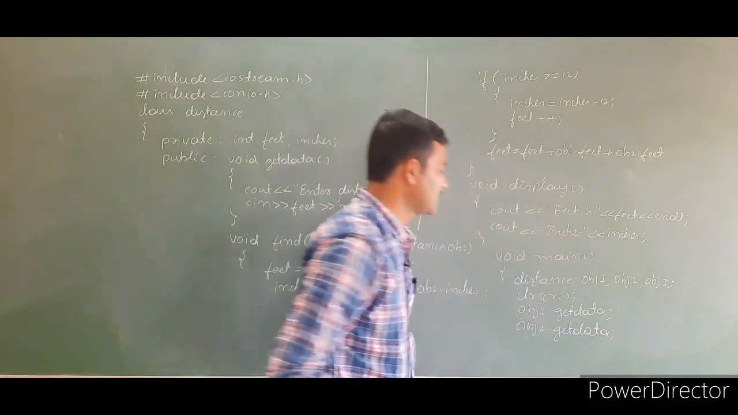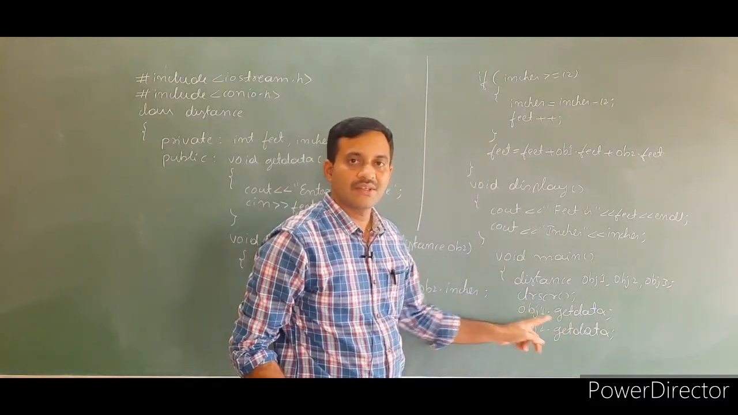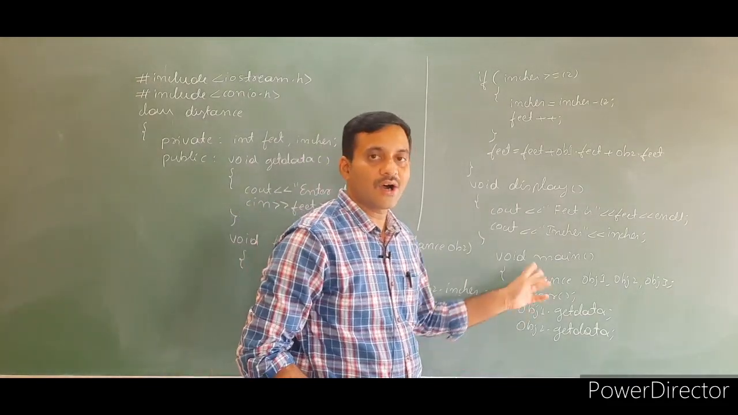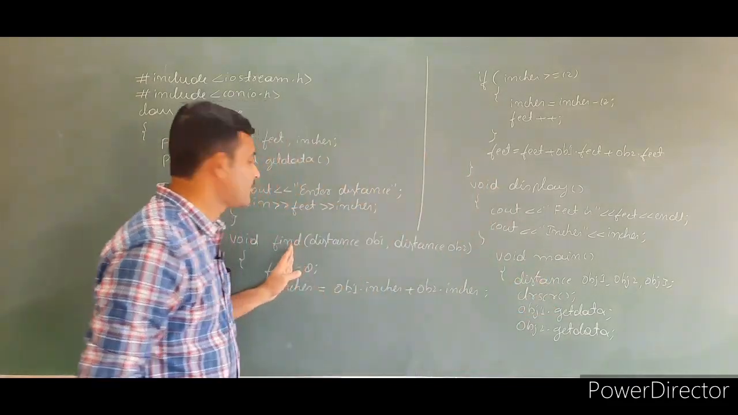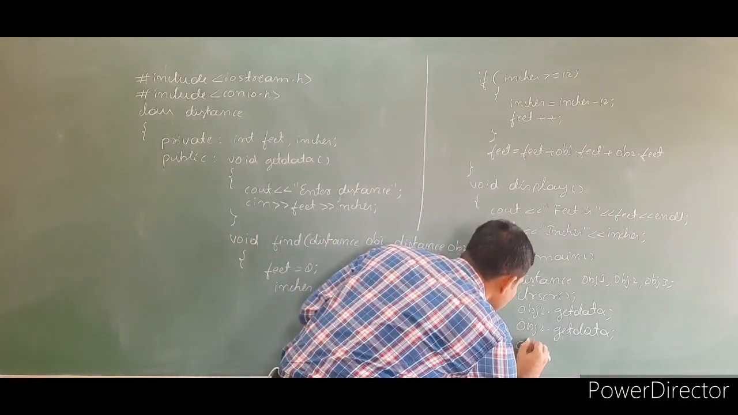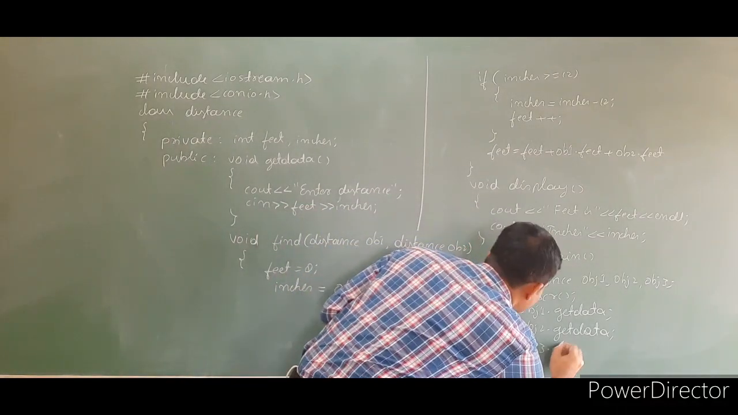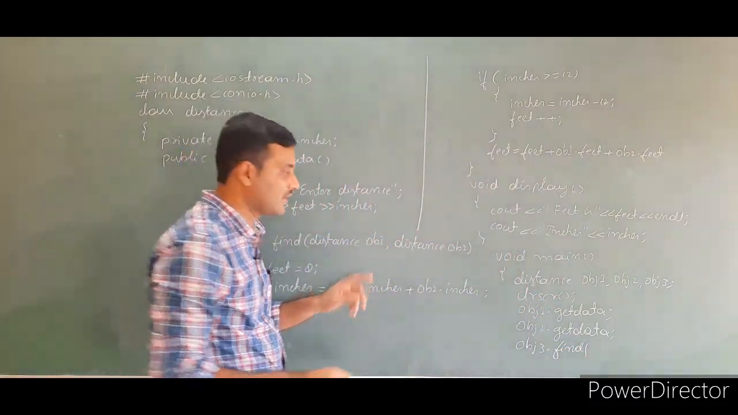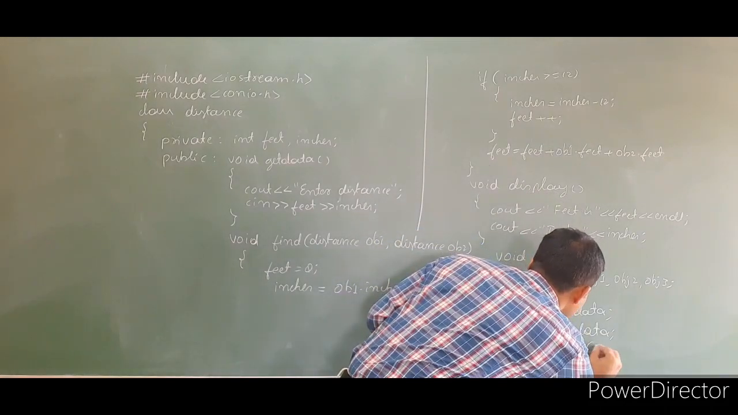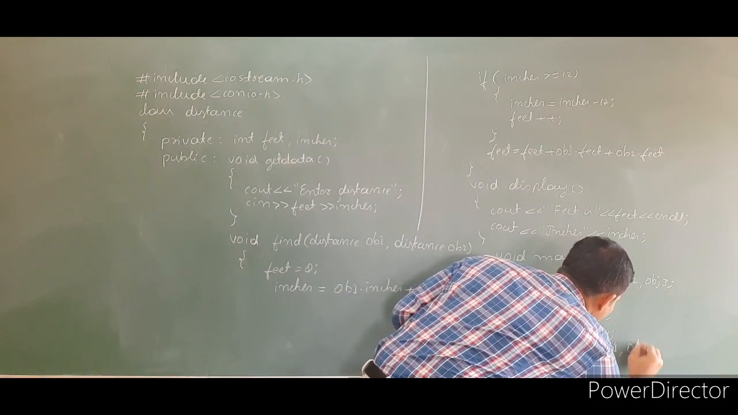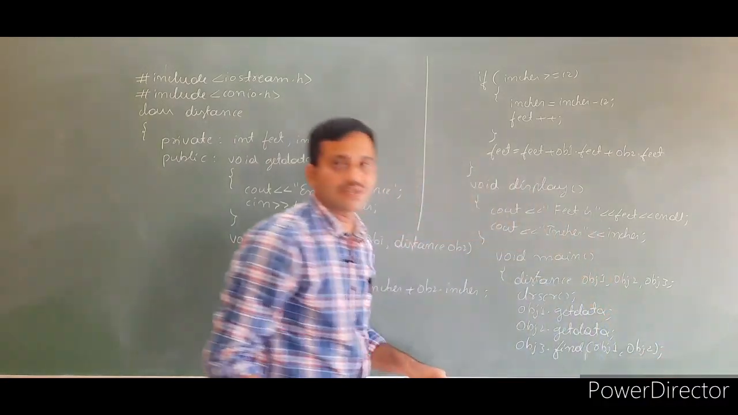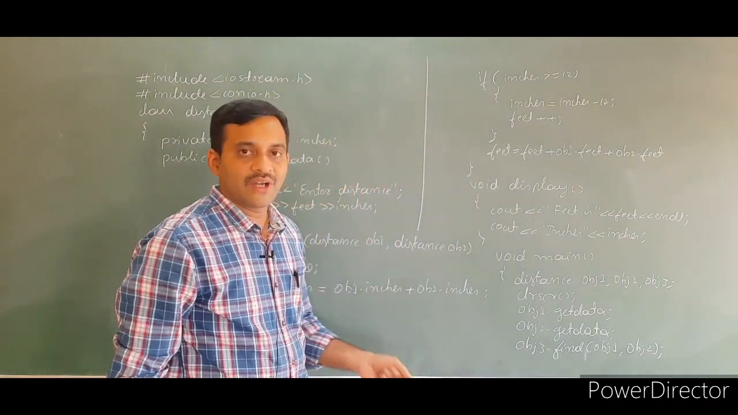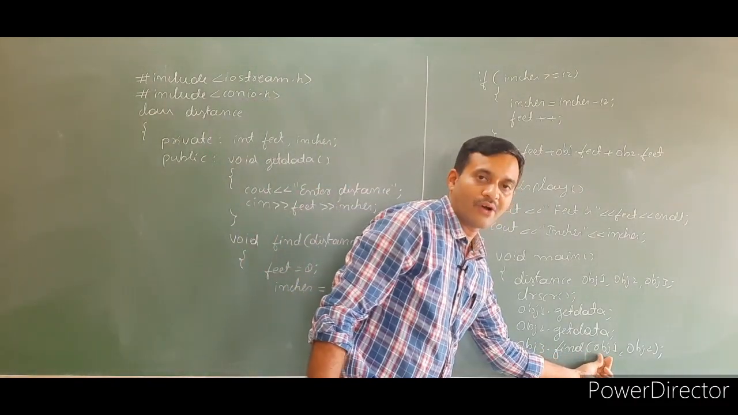See the calling. First we call the same function using object 1, then we call the same function using object 2, then we pass these two objects as the argument for the function find. So how to call? Using object 3 dot find, but find has objects as arguments, hence here we pass two objects, object 1 comma object 2. See the calling of the object as an argument. Here we pass the values to the objects.